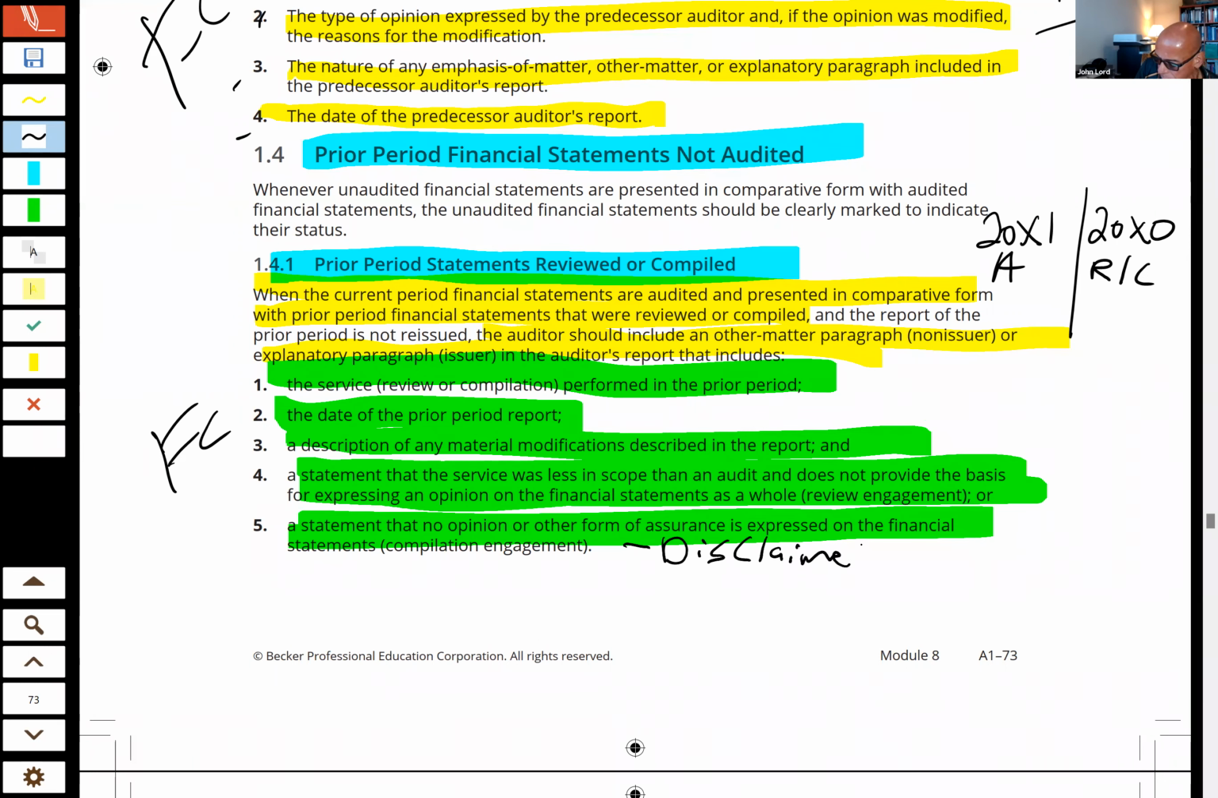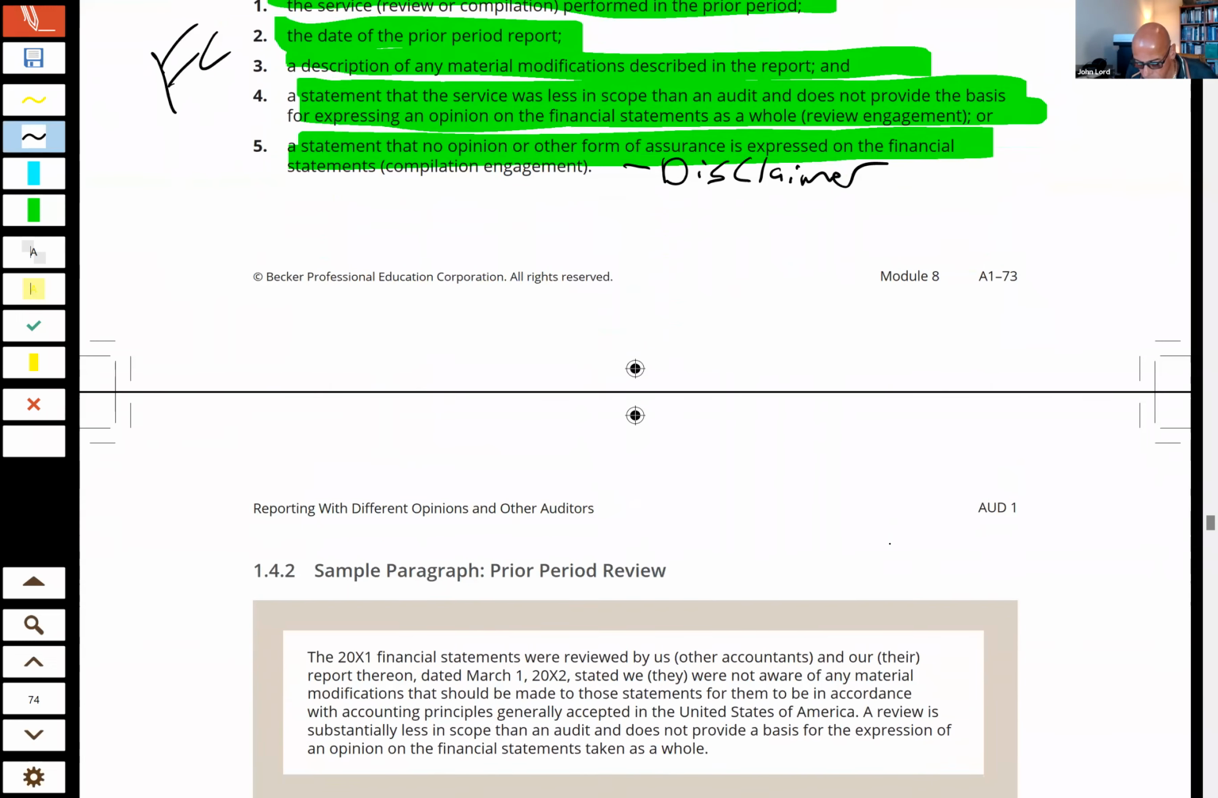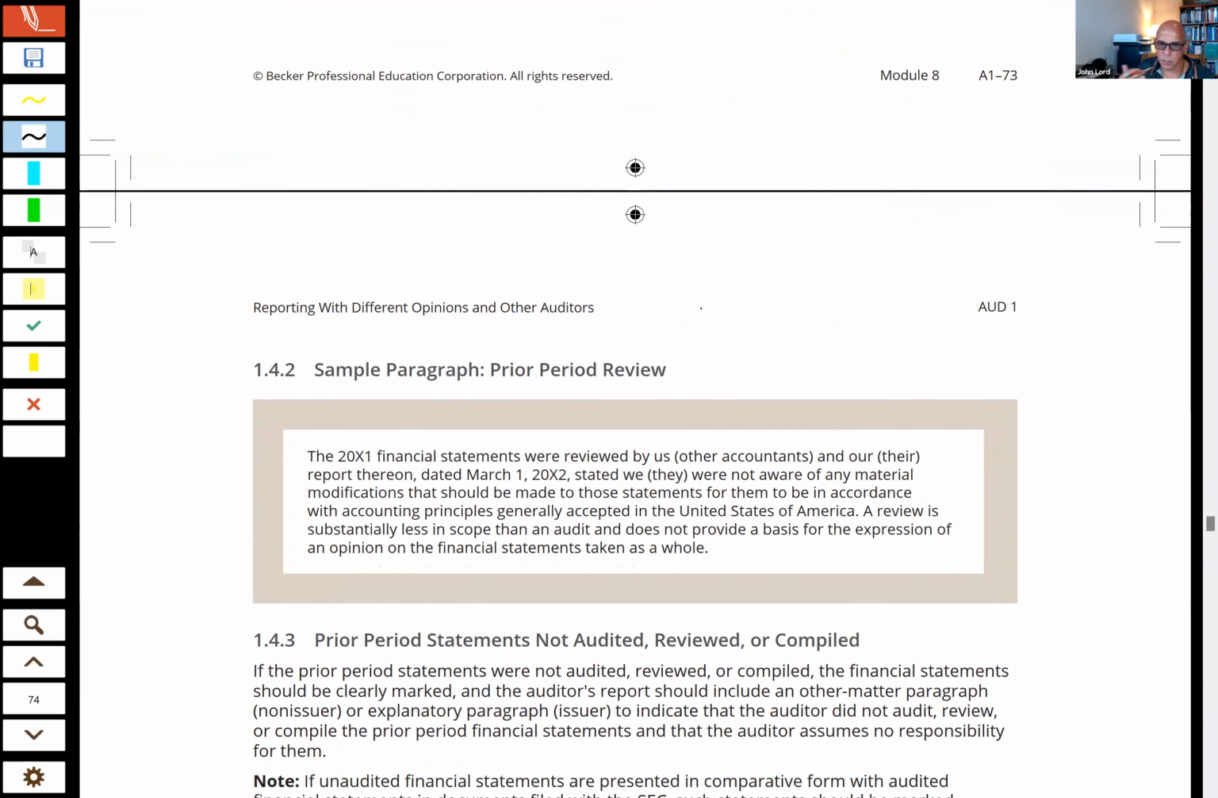A disclaimer of opinion, you're disclaiming an opinion on the prior statements. Okay, good. Now you come over to that paragraph, and they say, look, we didn't audit the previous year statements, we compiled, we reviewed, whatever it was, and therefore we are not going to express an opinion. That last part is the disclaimer that I mentioned.